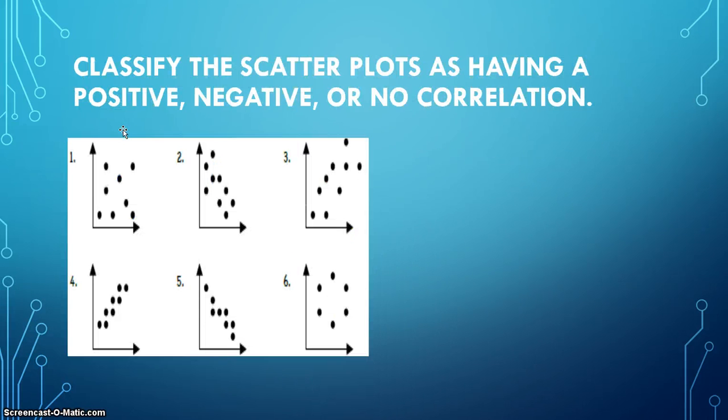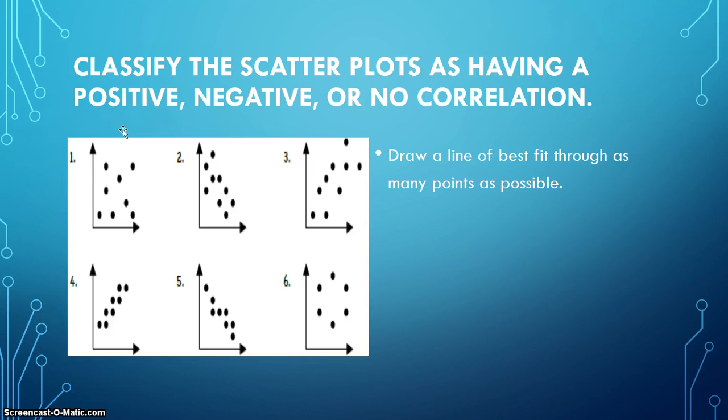Now, if we take a look, we have some examples here, problems 1 through 6, and we're going to go ahead and determine which one's positive and which one's negative. And I'm going to show you how we can do this. Now, this is pretty easy. All we have to really do is draw a line of best fit through as many points as possible. So for each one of these, we're going to draw a line.